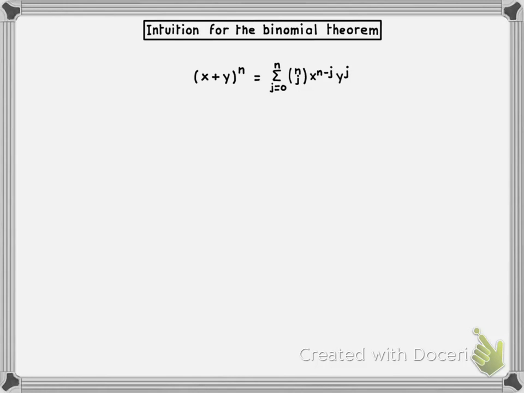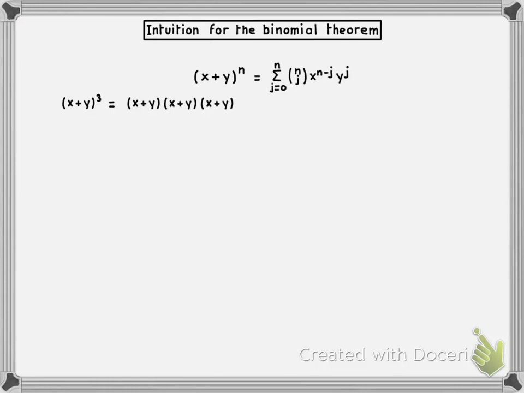So, to explain this point, let's look at a specific example, namely when n is equal to 3. We're going to compute x plus y to the power 3 the good old-fashioned way. In other words, we're going to multiply x plus y by x plus y by x plus y without using the theorem. This way we'll be able to see how these coefficients emerge.